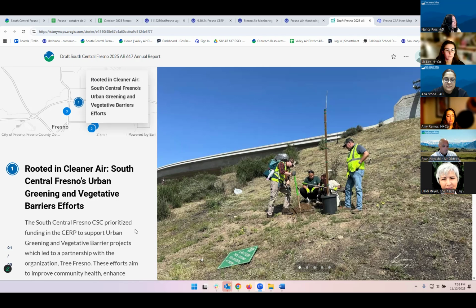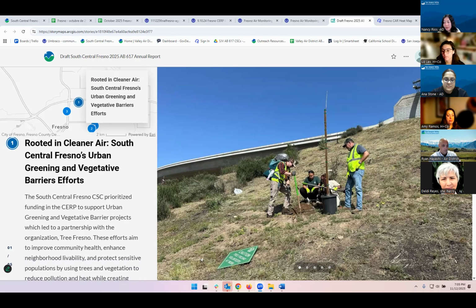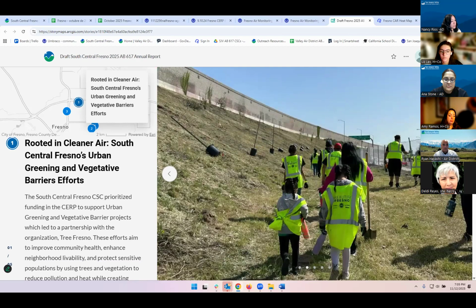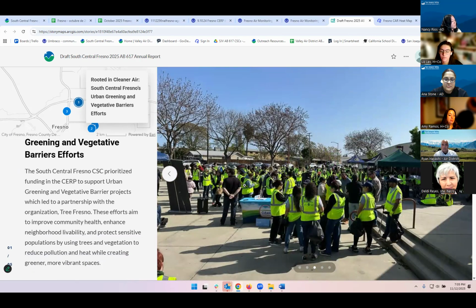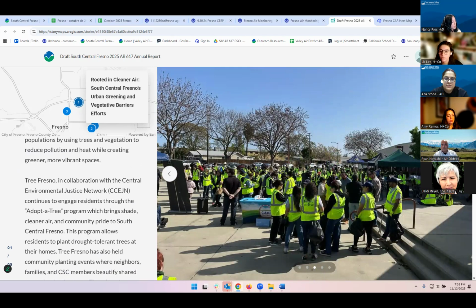And so we just want to make sure that we capture everything correctly. And so this is why we reach out to you, the CSC, to ensure that we are highlighting all the community efforts. And so one of them is just what's been going on around the community with urban greening and vegetative barriers. And so, as I was saying, this tool is very interactive. It has pictures, so you can just scroll through them. And it's a very fun visual way just to see what's been going on.